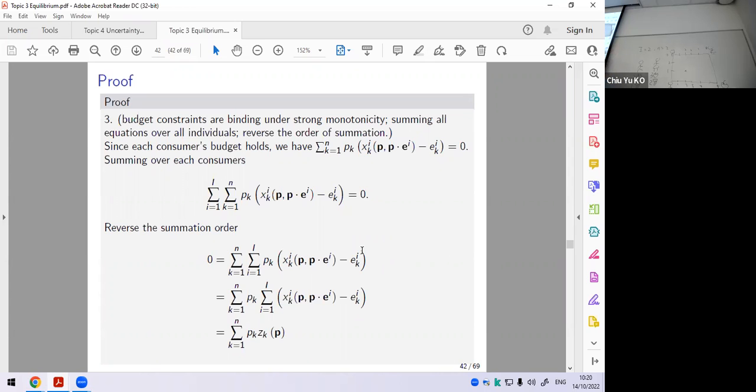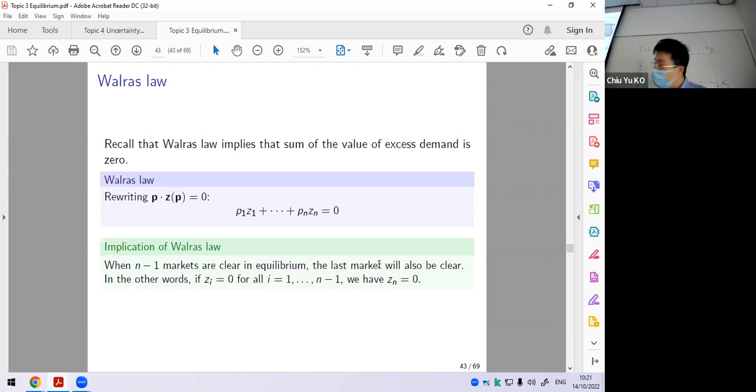Okay, let me repeat this. Why does this hold? It's because your preference is increasing, which means you exhaust your budget. When you exhaust your budget, the sum of all the budgets gives you the value of the excess demand. And that is what Walras' law means.